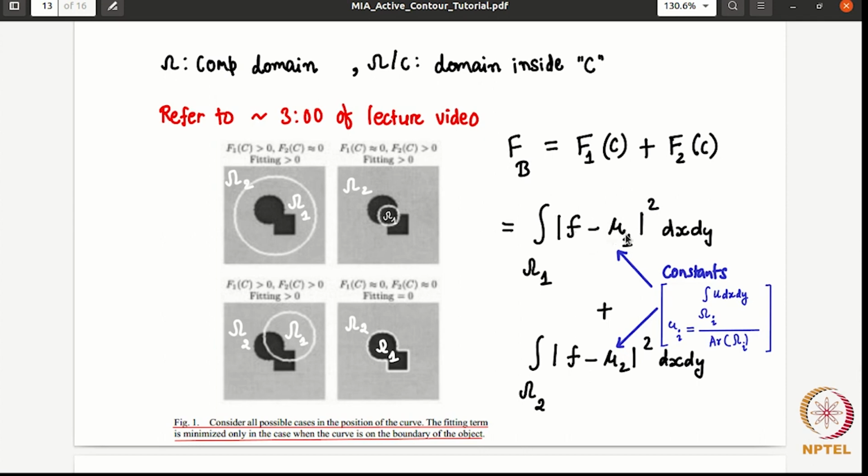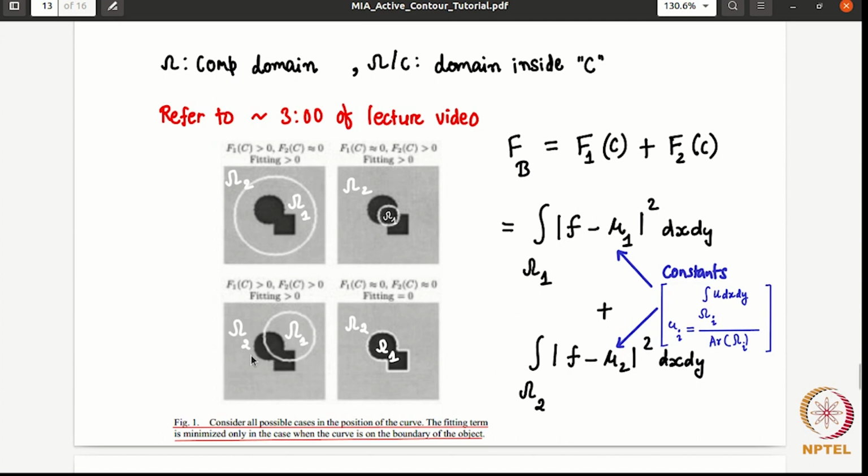Considering all possible options, you can see that the value of this energy functional will drop to 0 only when the curve fits the actual boundary. In this case, the first f1 will be greater than 0, f2 will be close to 0, because in f2 everything is smooth. In this case, f1 is almost 0 because most of the area is black, but outside we have black and this gray, so f2 will be greater than 0.